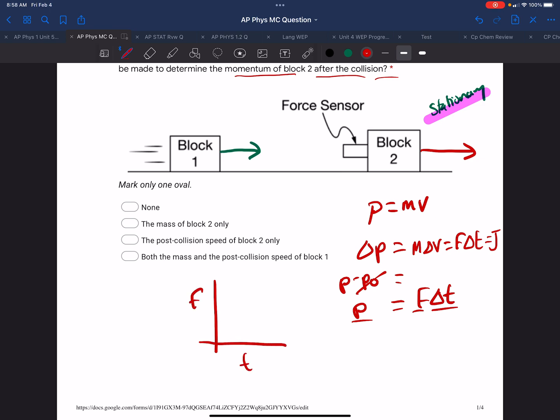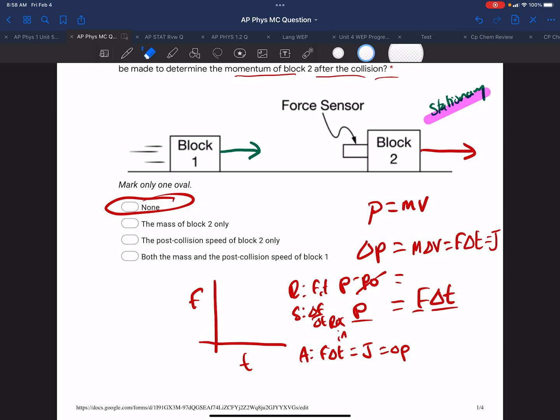A force-time graph, the things we can read are force and time. The slope is delta F over delta T, or the rate of change in force. And the area is F times delta T, which is the definition of impulse, which happens to be equal to the change in momentum, and the initial momentum is 0. So we shouldn't need any additional information because the FT graph that's generated will give us the impulse, which is equal to the change in momentum. The initial was 0, so therefore we know the final.